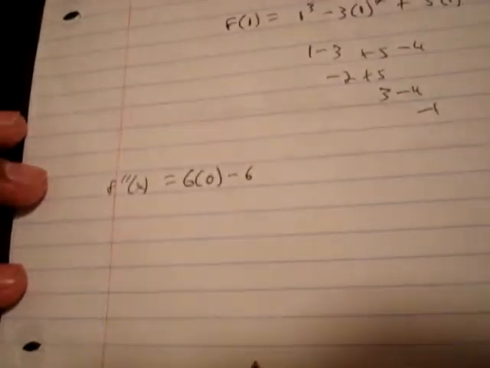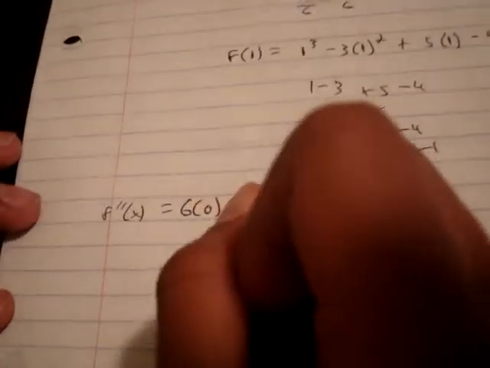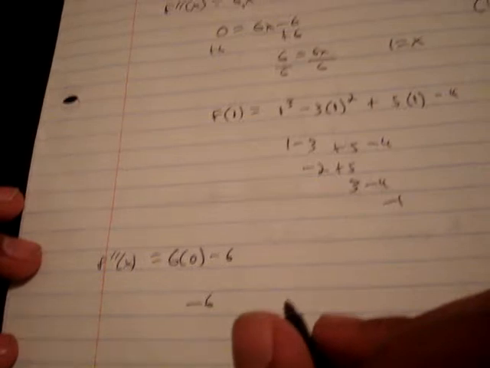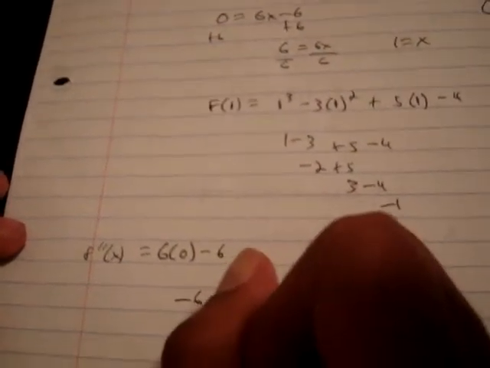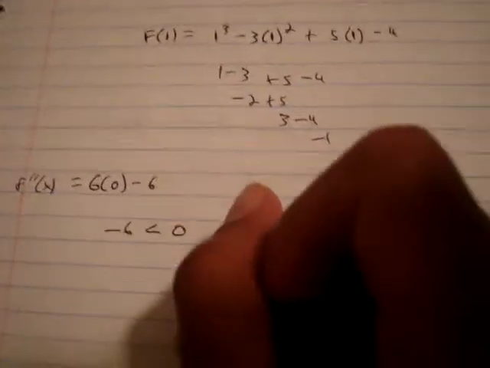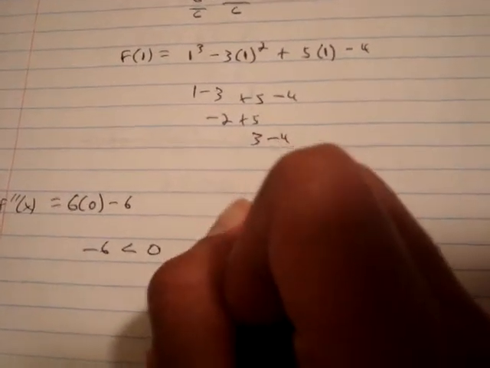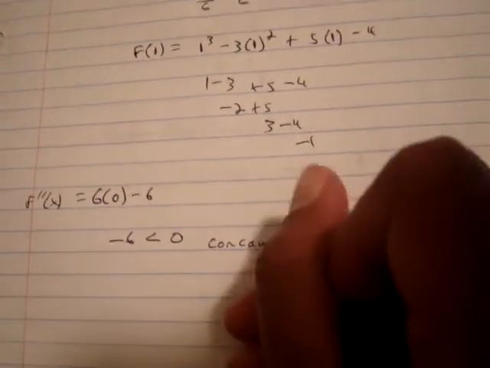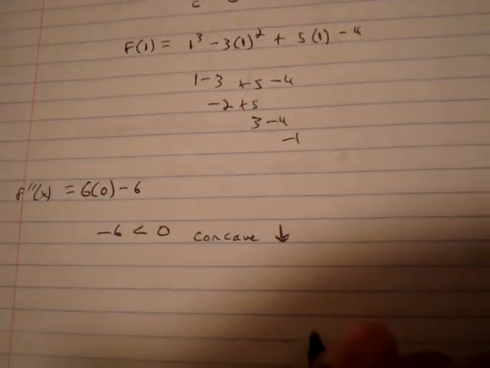So let's start with 0 first. We go 6 times 0 minus 6 equals f double prime of x. So we obviously know it's negative 6. And we also know, if we are awake and alive, that negative 6 is less than 0, which means that anything to the left of 1, which is the inflection point, will be concave down. We have that done.